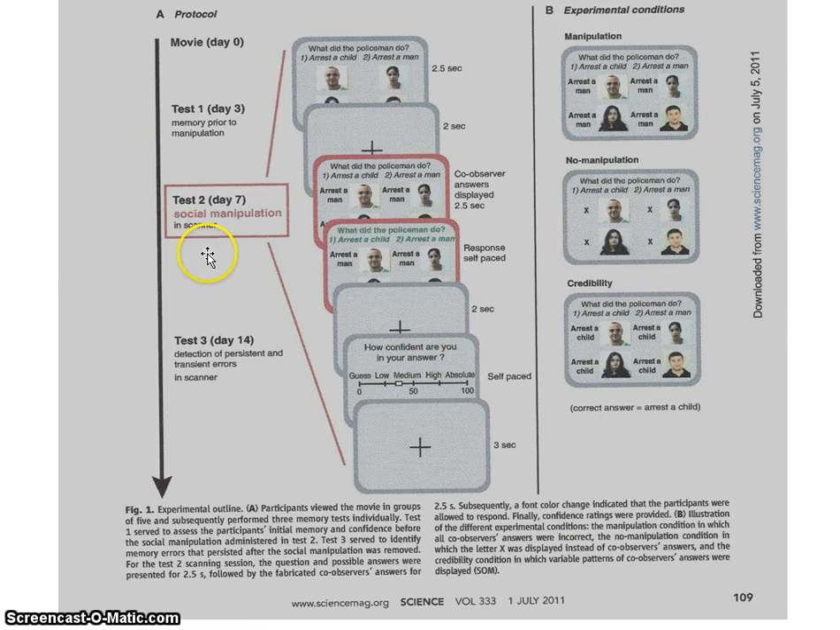The people who maintain the error, as though the social feedback created a false memory, and the people maybe who initially went with the crowd, but then once they learned that that information was bogus, they reverted back to their original memory 3 days after the movie. So they wanted to see what brain activity would correlate with those different kinds of responses.